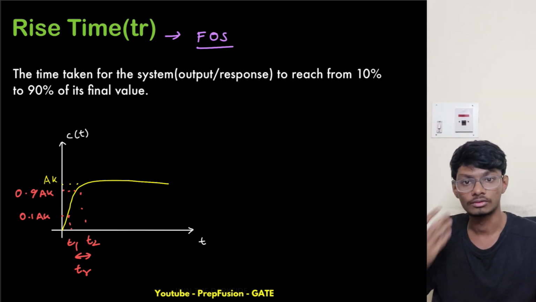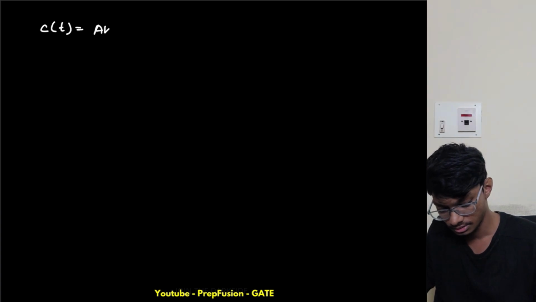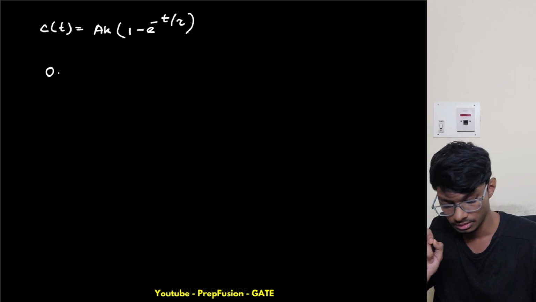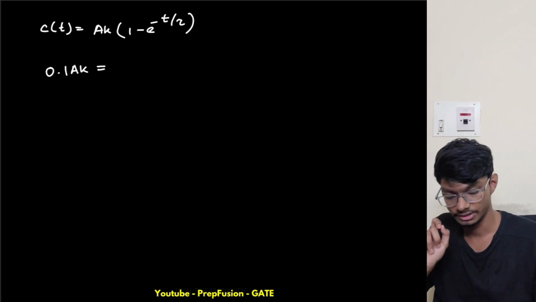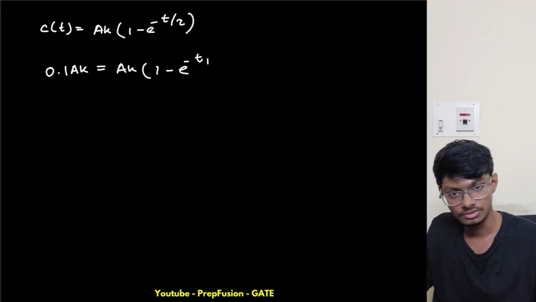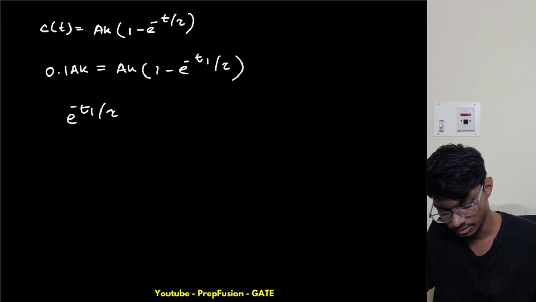So now how do we calculate this one? We'll derive it. My C(t) is AK(1 - e^(-t/tau)). Now at C(T1), my output is 0.1 AK. So I replace t with T1 and the tau stays: 1 - e^(-T1/tau) = 0.1, where AK gets cancelled. So e^(-T1/tau) is simply 0.9.